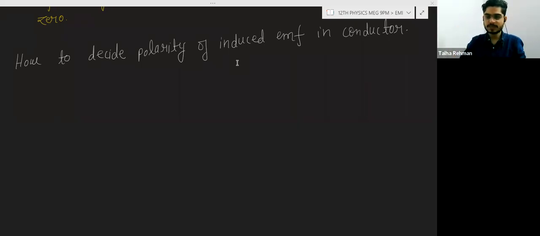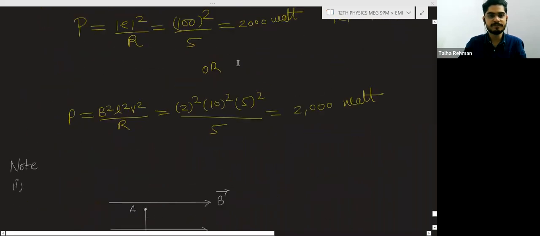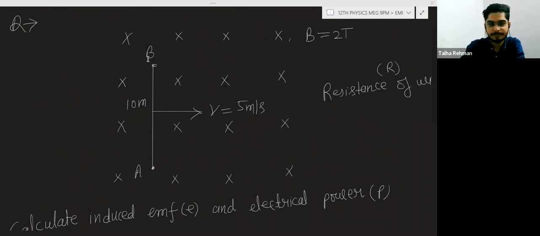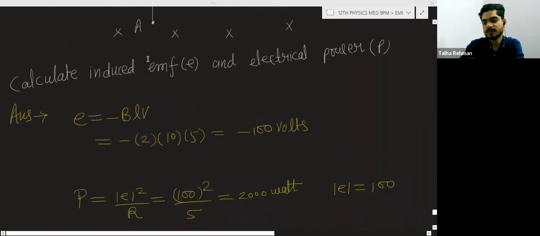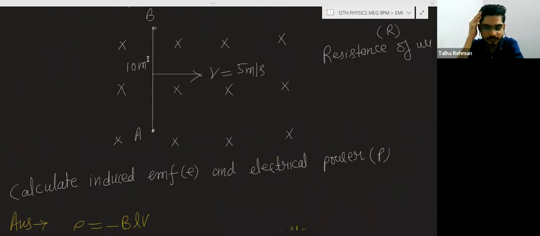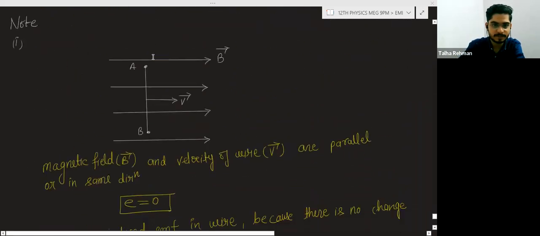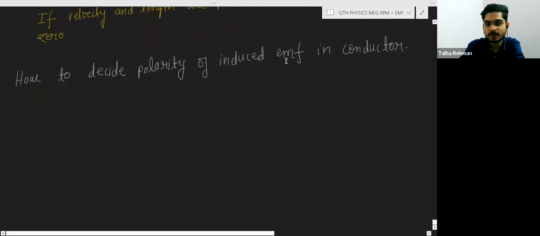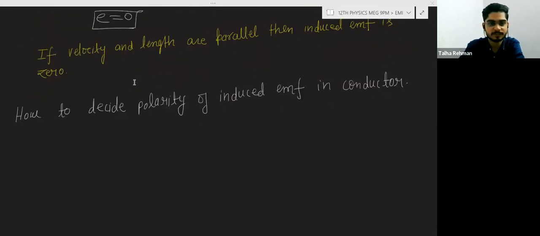So in the last class, I discussed the motional EMF. Motional EMF means when the wire moves in the magnetic field with some speed or velocity, then there will be an EMF in the wire, and that EMF is known as the motional EMF. Now we will discuss how to decide the polarity of the induced EMF in a conductor.